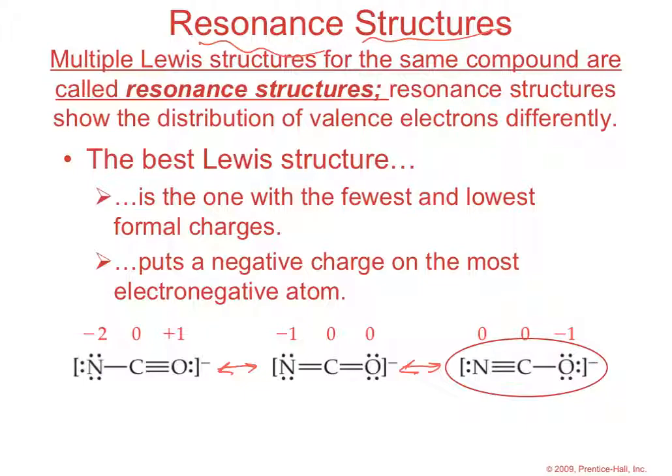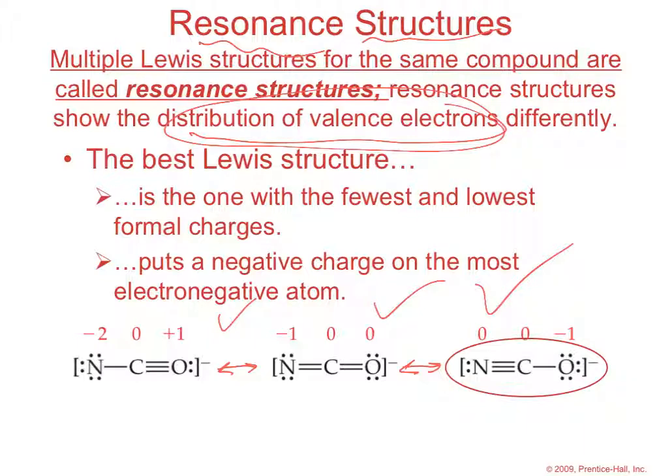And I want you to understand the definition of a resonance structure. The only difference between resonance structures is the distribution of valence electrons. That's it. Okay, the ordering of the atoms is the same.